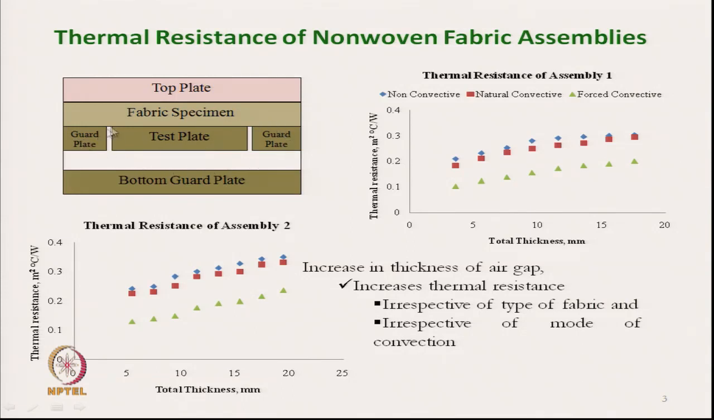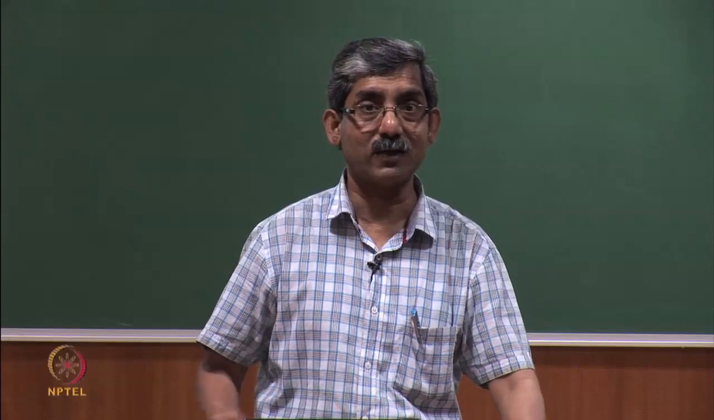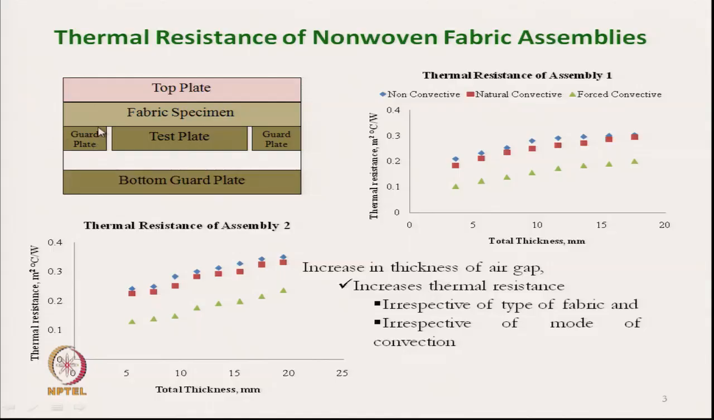In this guarded hot plate, if we want a non convective mode, top plates are used. When the top plate is removed, the heat will flow in natural convection mode. And if we blow air parallel to this surface, it will be in forced convection mode. We have also seen that the non-convective mode gives maximum thermal insulation, followed by natural convection, and forced convection gives the least thermal insulation.